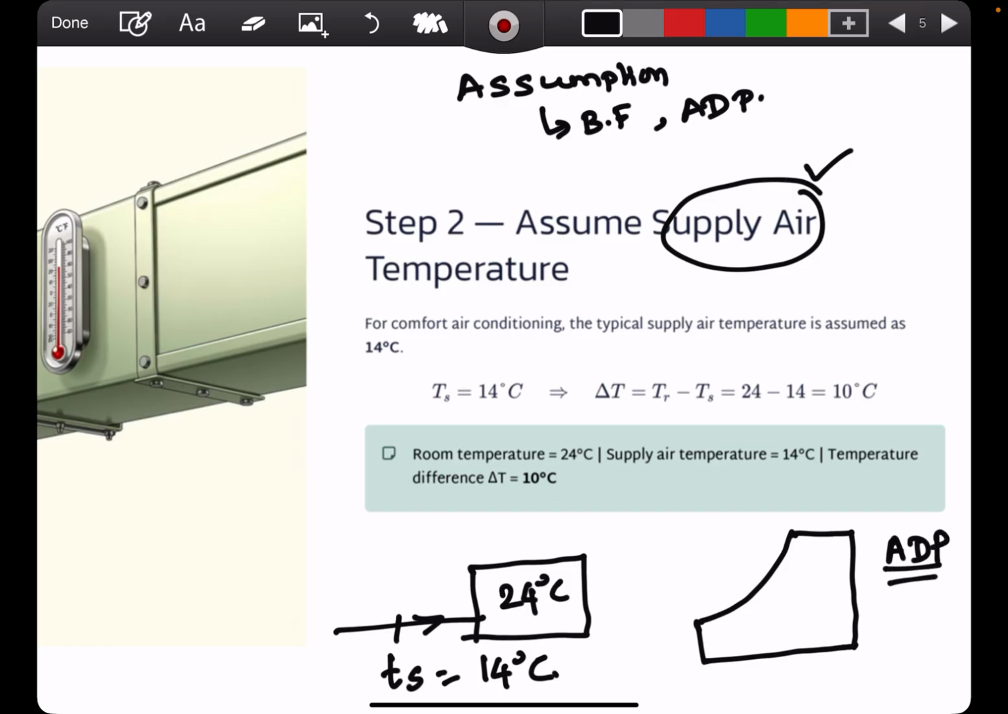But here we are assuming the supply temperature to be 14 degrees centigrade for simplicity as a first step, because it's the first problem we are solving. So supply temperature is 14 degrees centigrade and the room temperature to be maintained is 24 degrees centigrade. It means that the delta T is 24 minus 14, which is 10 degrees centigrade.